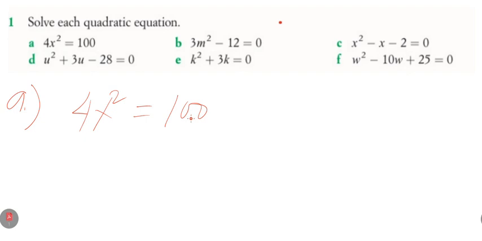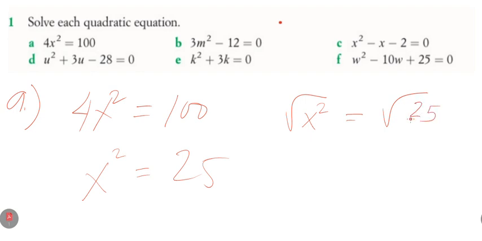Now, this time we're going to divide both sides by 4, so that's going to give us x squared equals 25. Now, as we know, we're going to take the square root for that one. So the square root of x squared and the square root of 25.